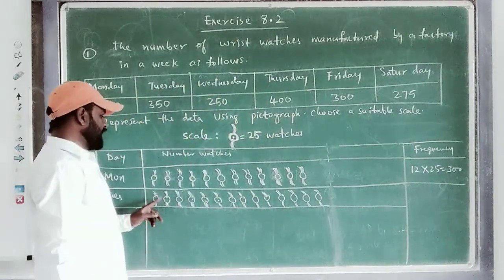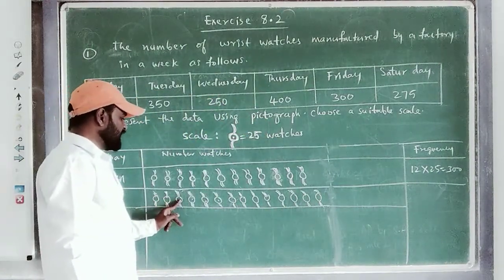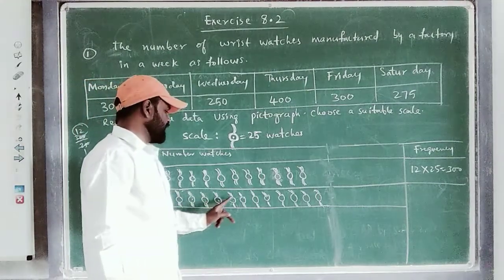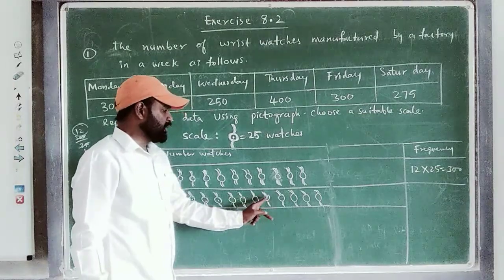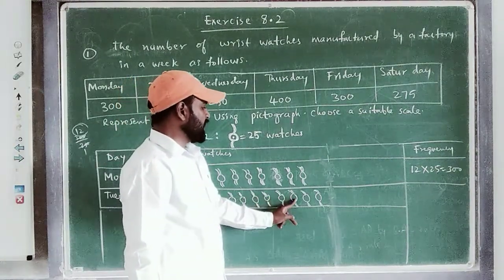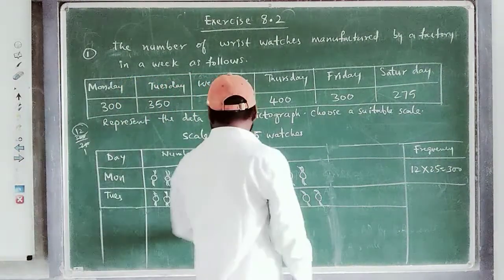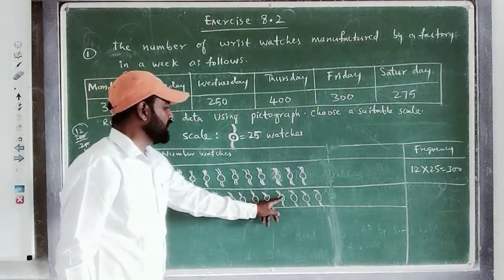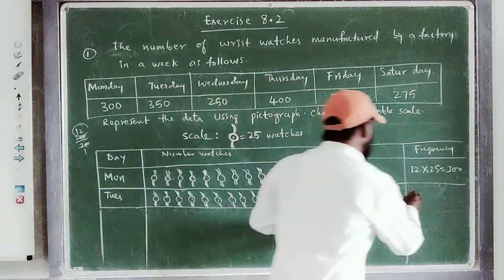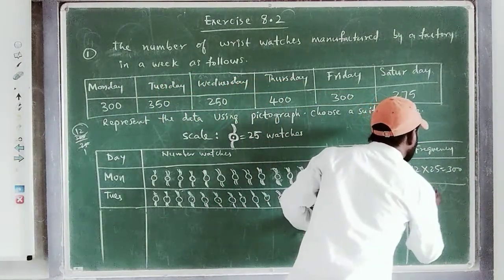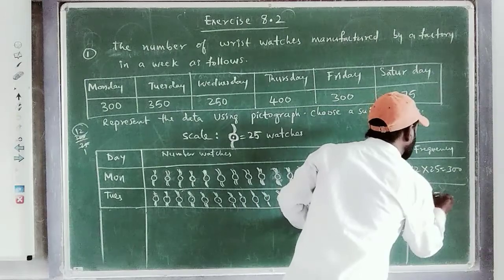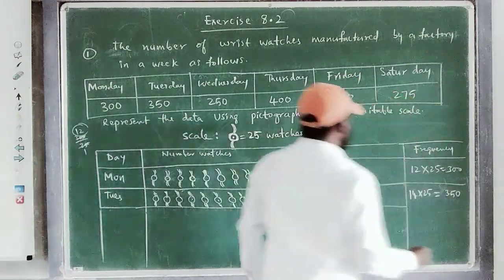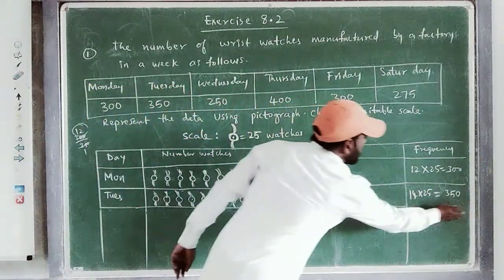So 25 plus 25, 50 plus 25, 75, 75 plus 25, 100, 125, 150, 175, 200, 225, 250, 275, 300, 325, 350. So how many are there? 1, 2, 3, 4, 5, 6, 7, 8, 9, 10, 11, 12, 13, 14. So 14 into 25. The total number of watches produced on Tuesday is 350.